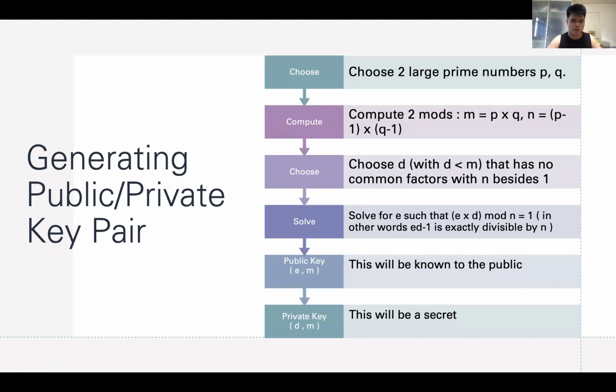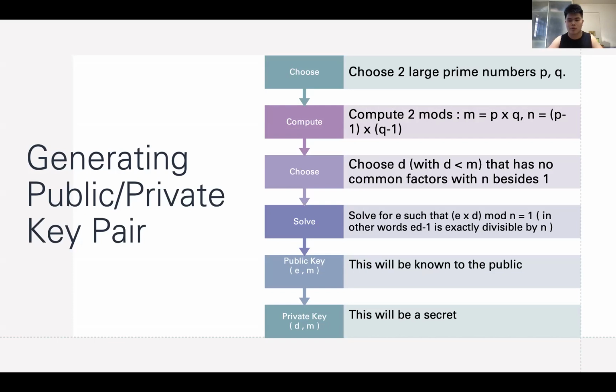Now, the conditions for d will be d has to be smaller than m and have no common factors with n besides the number 1. Next, we'll have to solve for e such that e multiplied by d mod n will equal 1. In other words, e times d minus 1 is exactly divisible by n.